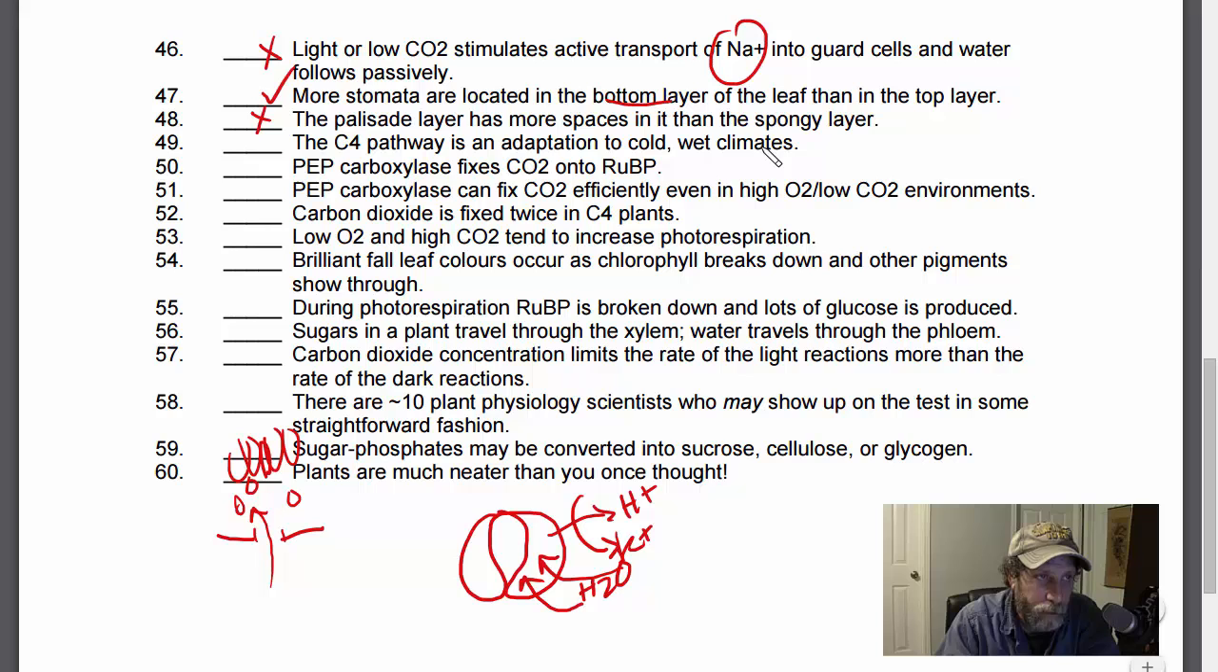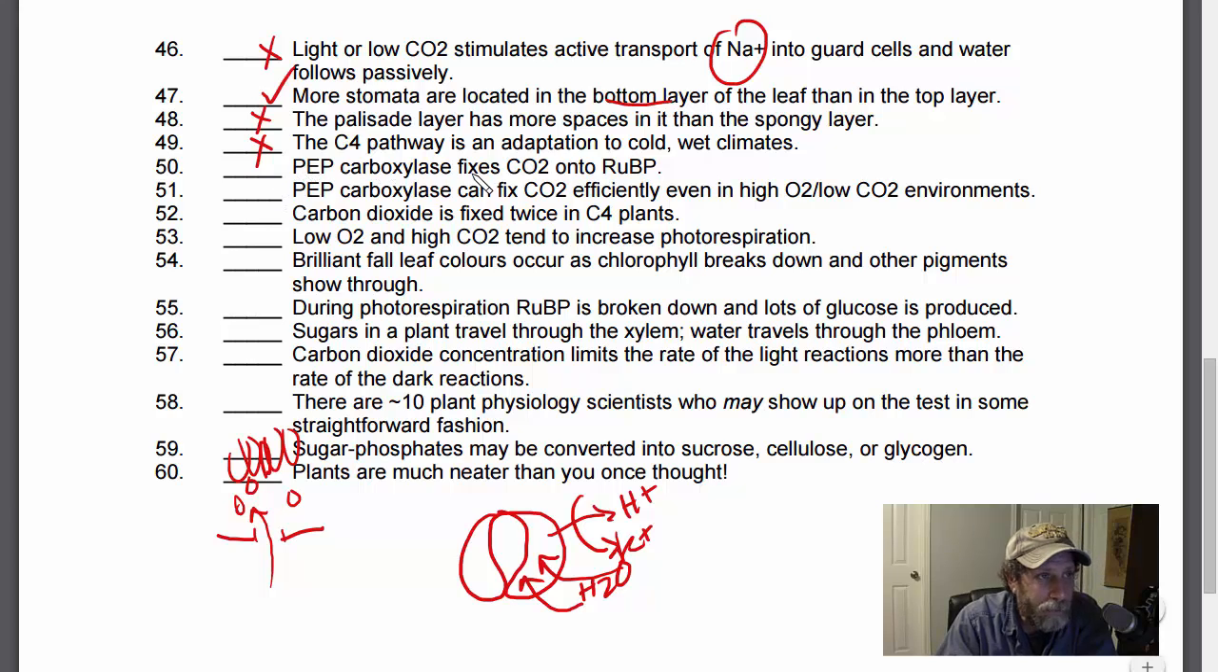The C4 pathway is an adaptation to cold, wet climates. That's not true. It's an adaptation to hot, dry climates, because you've got to close the stomates, which is going to reduce the amount of CO2 coming into the plant. So therefore, that wimpy enzyme, RUBP carboxylase, gets confused. So the C4 pathway is an adaptation to hot climates where you have to close the stomates, and then you're going to have a different enzyme, which we're about to talk about, PEP carboxylase.